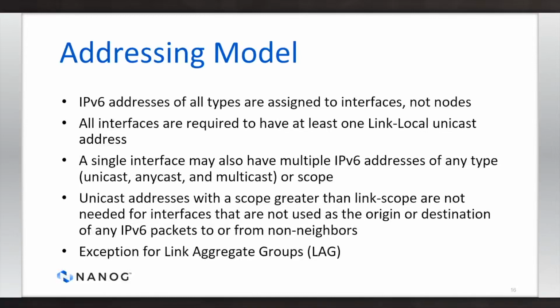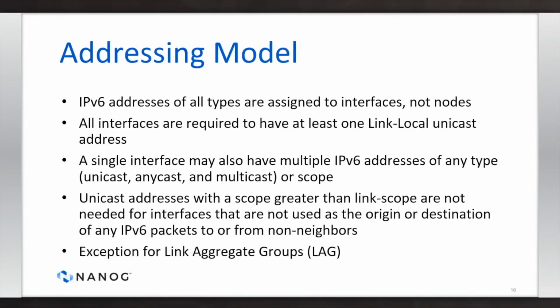A single interface may also have multiple IPv6 addresses of any type, unicast, anycast, multicast, or of any scope. So an interface might have 3 unicast addresses, one of which is link local, one of which is global, one of which is ULA. It may subscribe to a few multicast groups, so it has a couple multicast addresses, and it might have an anycast address too.